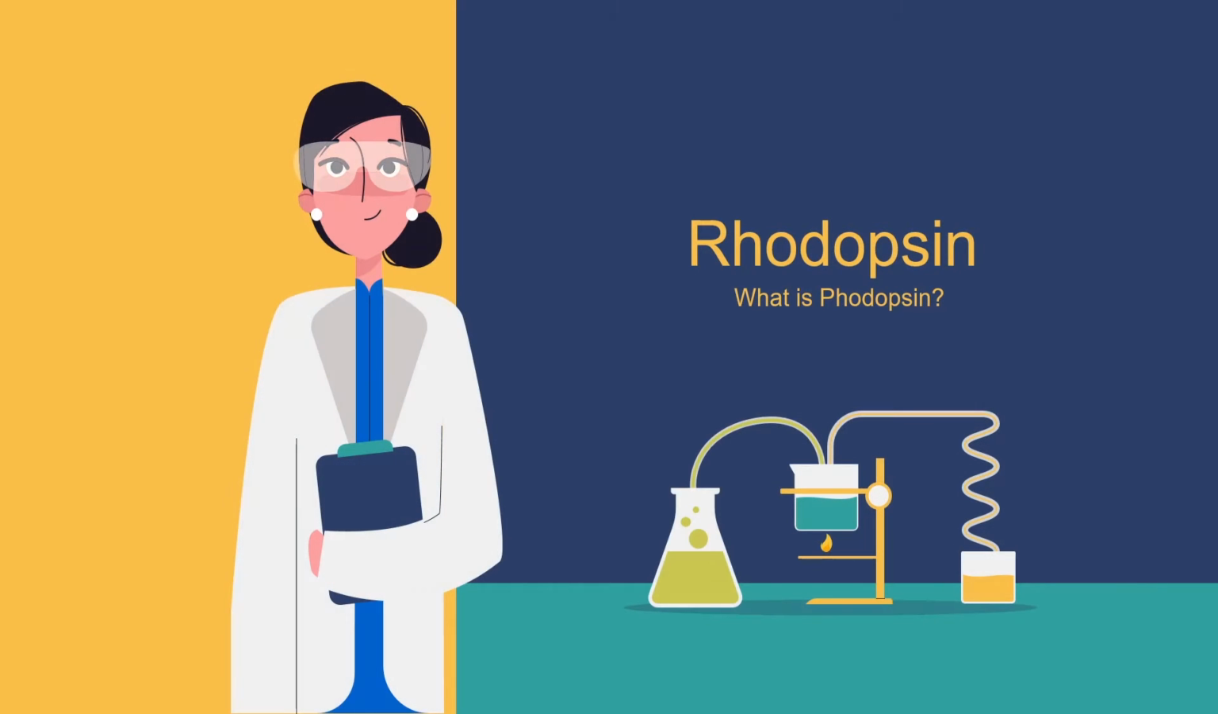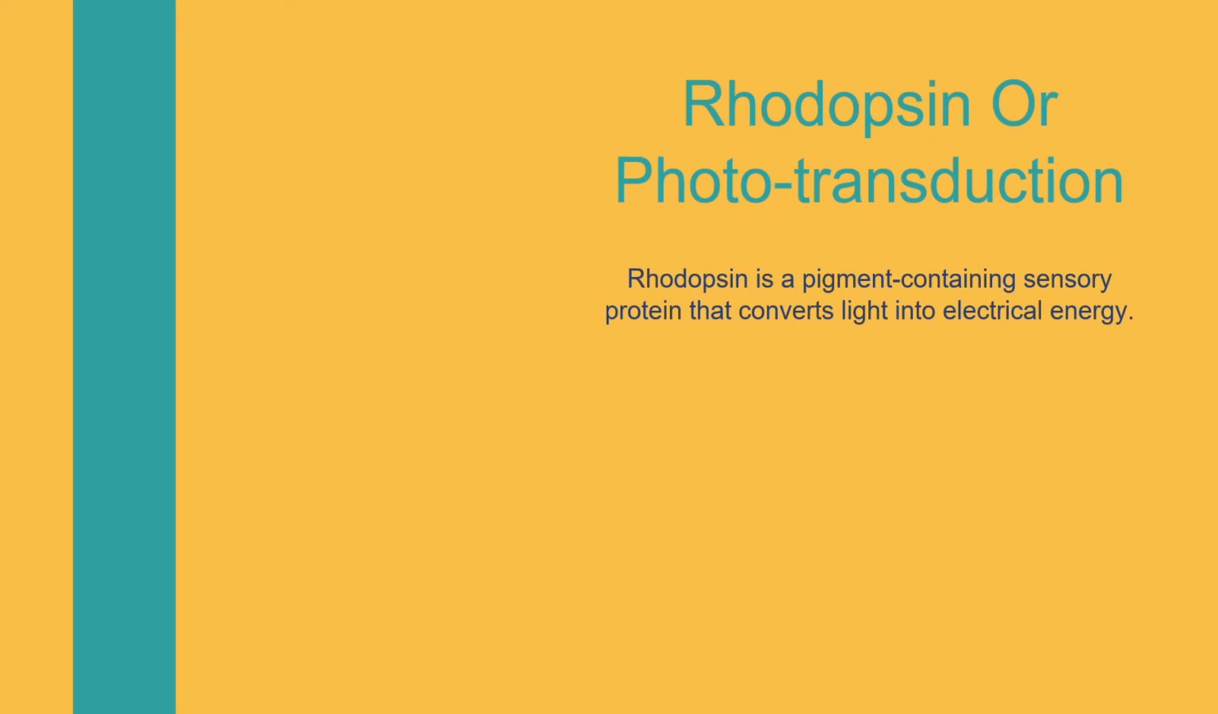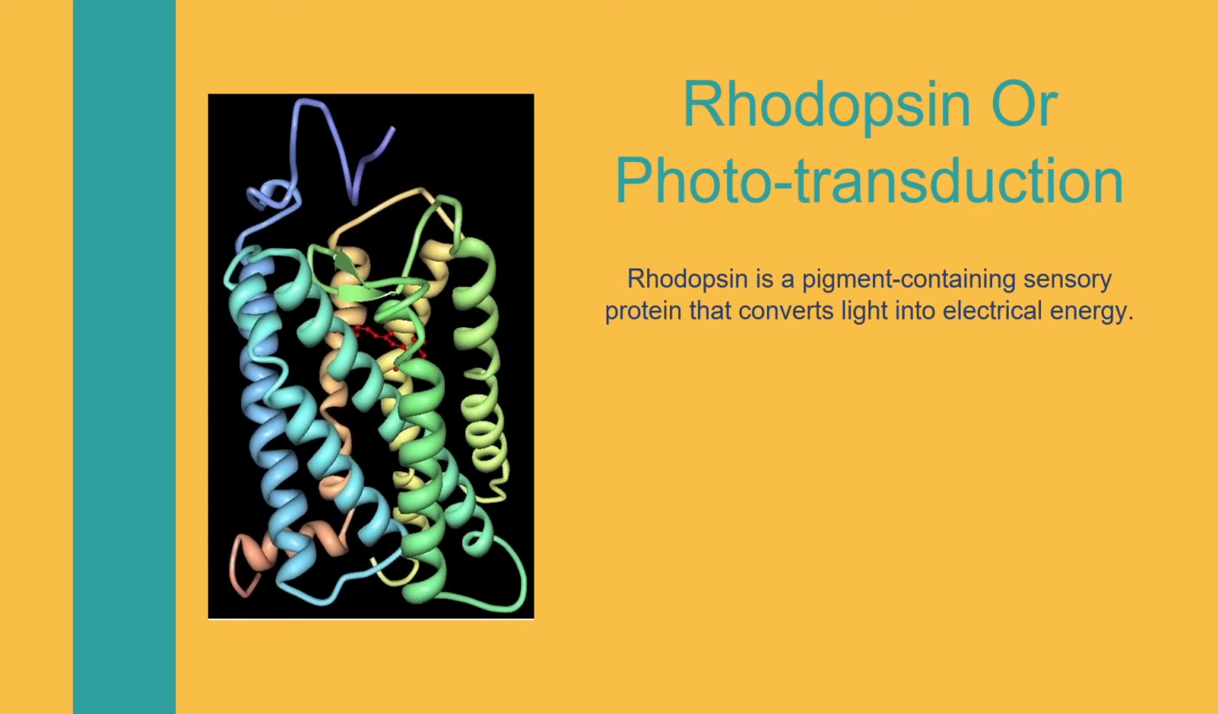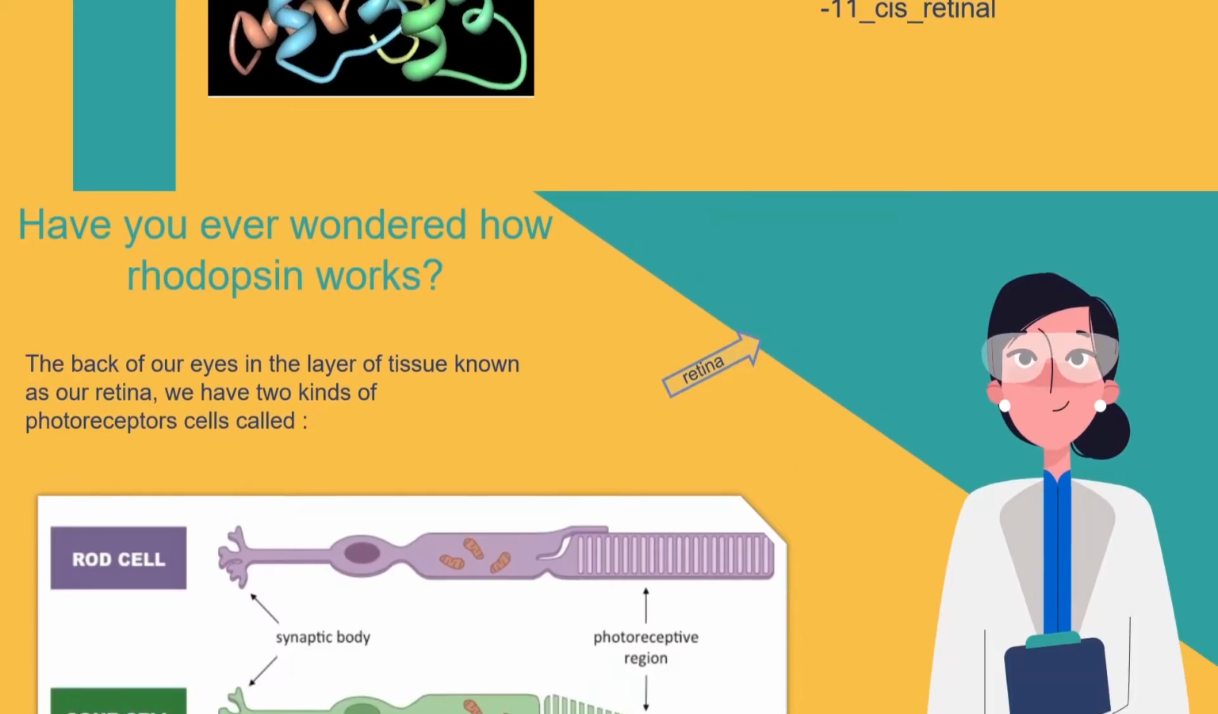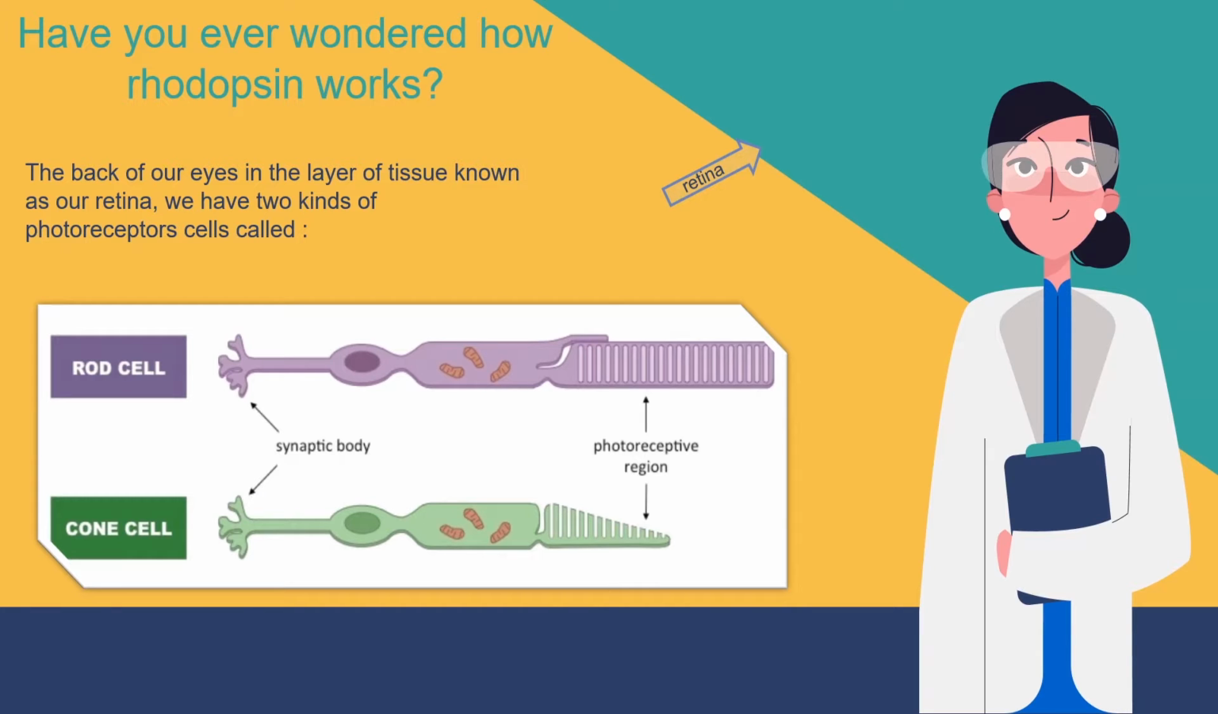Rhodopsin. What is rhodopsin? Rhodopsin is a pigment-containing sensory protein that converts light into an electrical signal. Rhodopsin, involved in phototransduction, is classified as a chromoprotein, where from its name, chromo means colors. It's made up of a colorless protein called opsin and a pigmented molecule derived from vitamin A, which is called 11-cis-retinol.